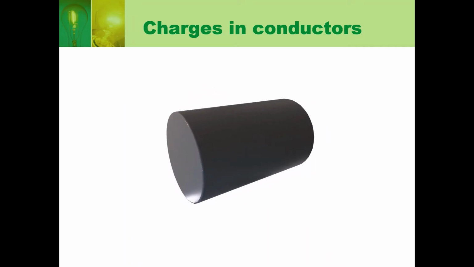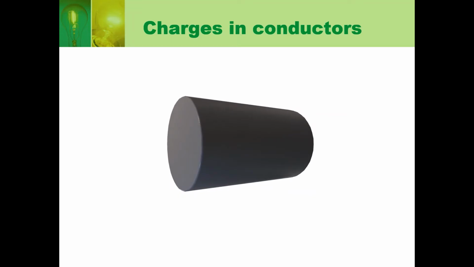Consider a cylindrical conductor, as shown here. And we know that conductors are objects that allow charges to flow through them freely. In our examples, we are going to treat the flow of charges as the flow of positive charges, although we know that in metallic conductors, it's actually the negative charges that do the moving.